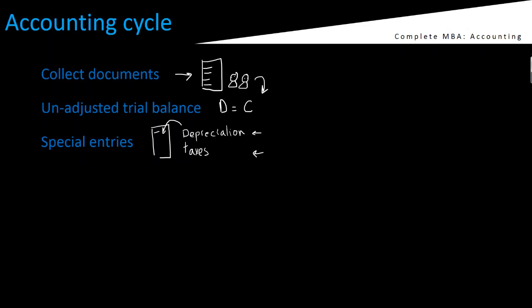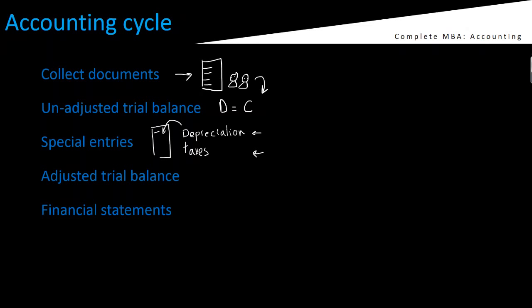The fourth step is the adjusted trial balance. The unadjusted trial balance didn't take into account the special entries. The adjusted trial balance takes into account the special entries. It's just that. The next one is the financial statements.